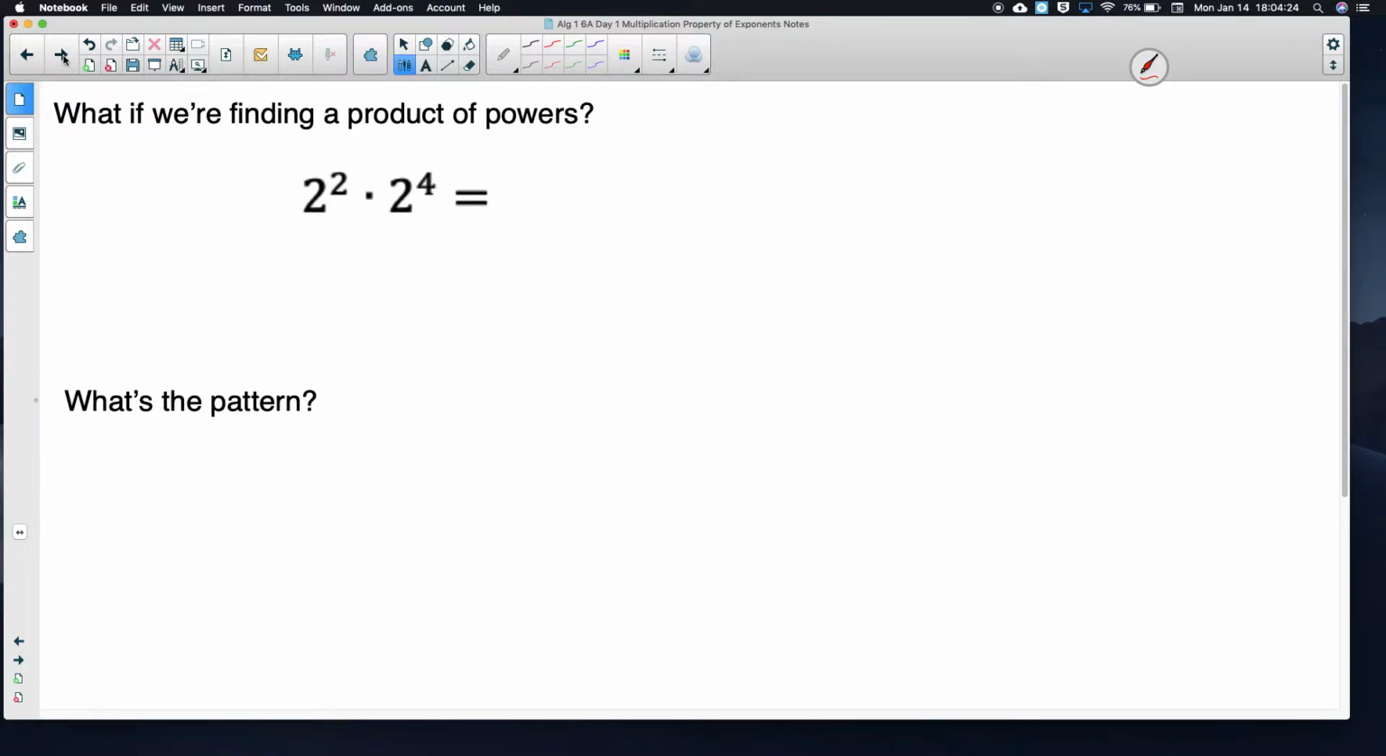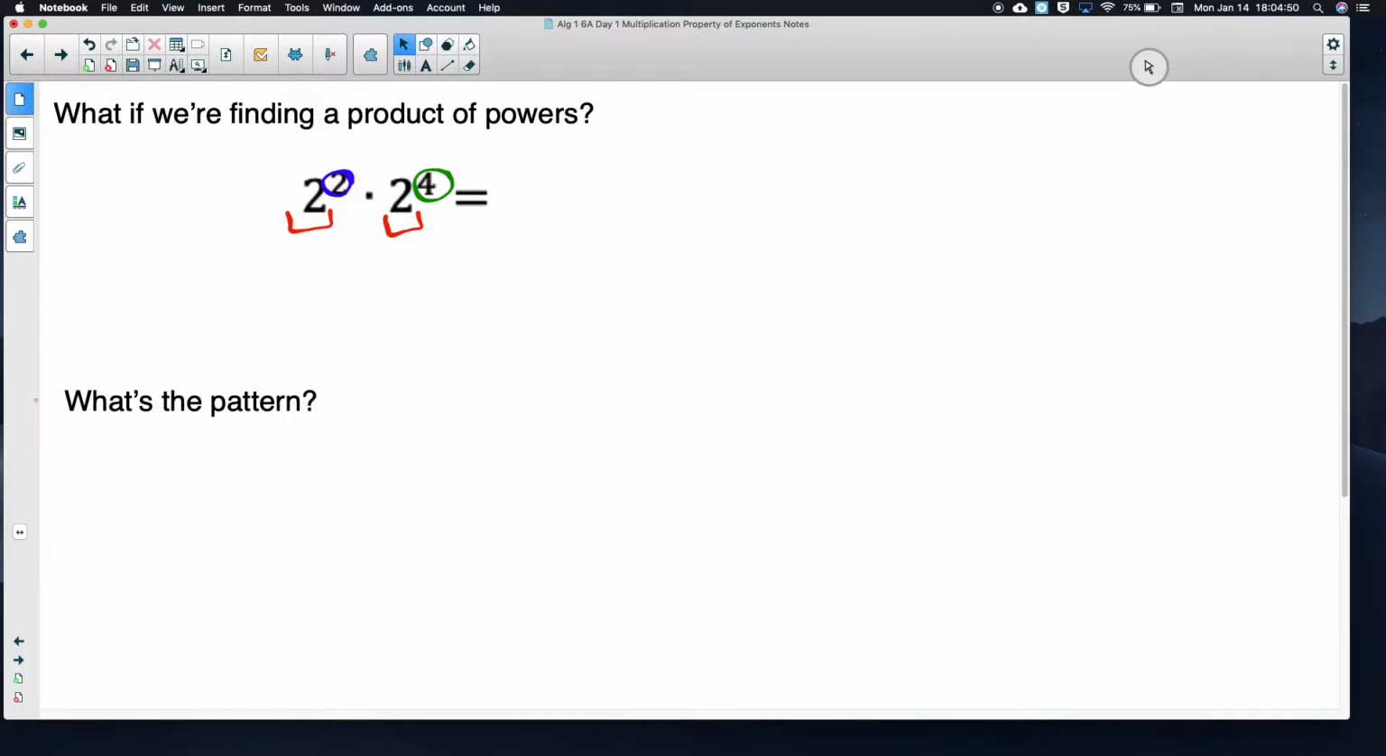Now, what if, and this is going to be new, we're trying to find the product of powers? If you'll notice, in both of these cases, I have the same base of 2, but I have 2 different exponents. I've got a 2 squared, and I've got a 2 to the 4th power. So what is going to be an easy way to figure out what that new exponent is going to be?